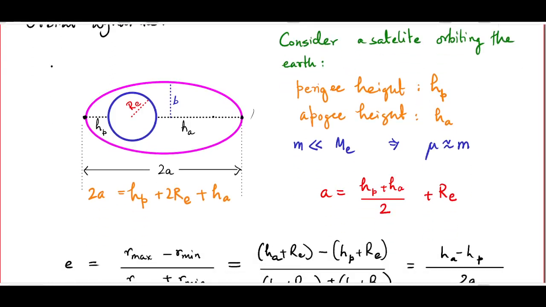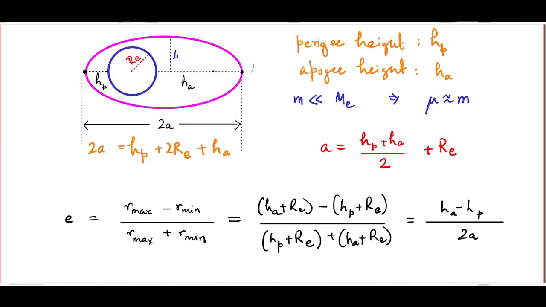And that's also pretty easy to figure out from these heights given. The eccentricity, of course, as we have already seen, is Rmax minus Rmin over Rmax plus Rmin. The Rmax, the largest distance which the satellite encounters in its orbit from the center of the Earth, is simply HA, the apogee height, plus the radius of the Earth.